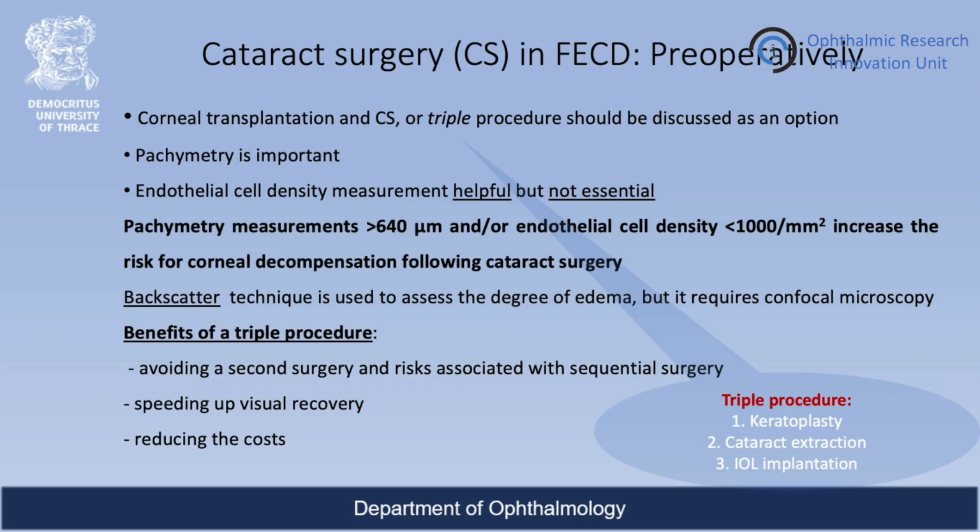As regards preoperative evaluation, corneal transplantation and cataract surgery, or triple procedure, should be discussed as an option. First, pachymetry is important, while endothelial cell density measurement is helpful but not essential. Specifically, pachymetry measurements greater than 640 micrometers and/or endothelial cell density of less than 1,000 cells per square millimeter increase the risk for corneal decompensation following cataract surgery.